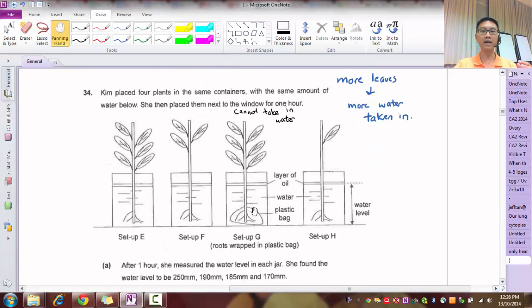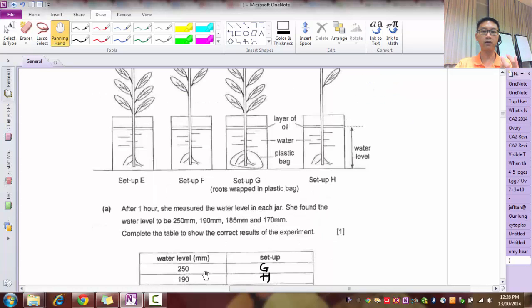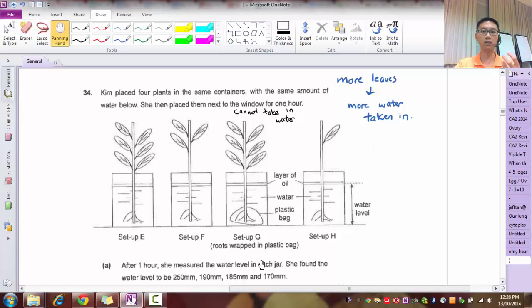Now, the key idea here is, if you look here, G has its roots wrapped in plastic bags, so obviously it cannot take in water. So G will definitely be the first one, because its water level will not drop. It cannot take in water. Now, how about the rest, E, F, and H?